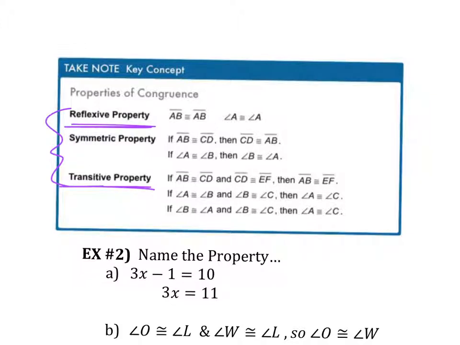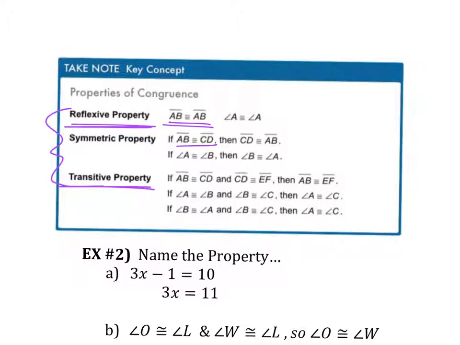Notice segment AB is congruent to segment AB. That's the reflexive property. Symmetric property would say if AB is congruent to CD, then flip it around: CD is congruent to AB. Same goes for the angles. You can switch the angles, you can switch the segments.